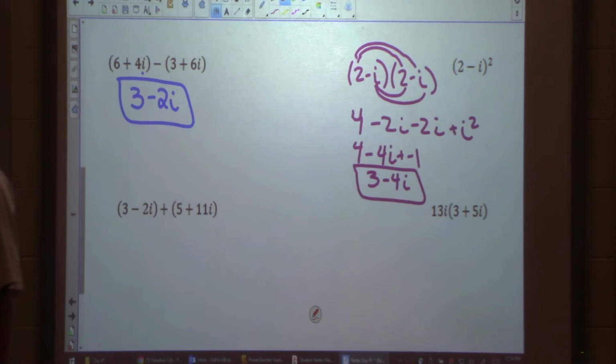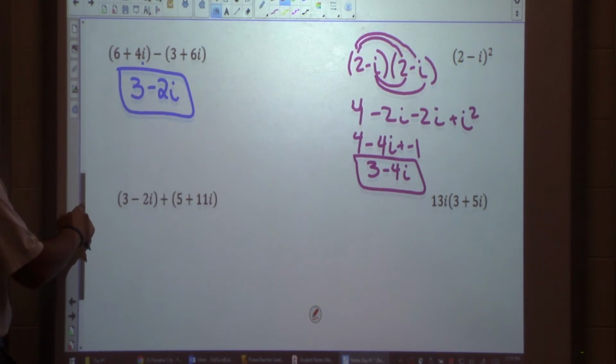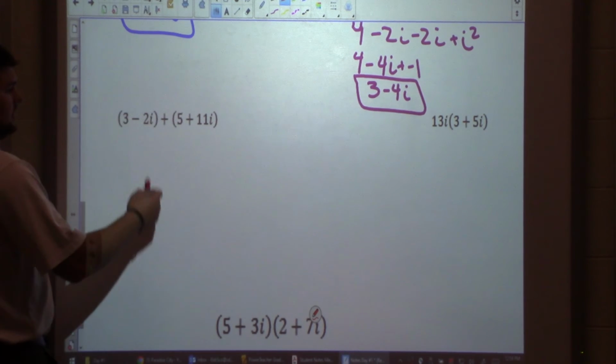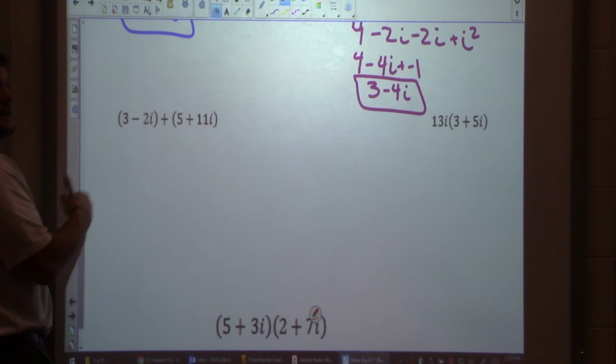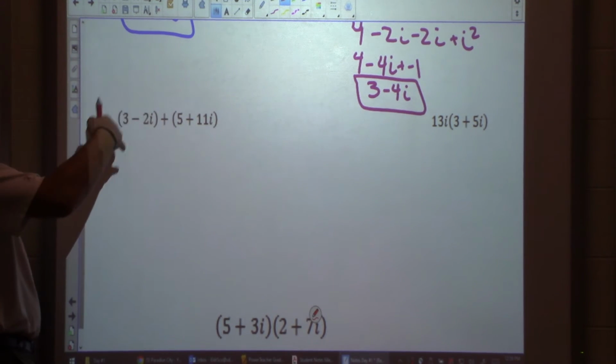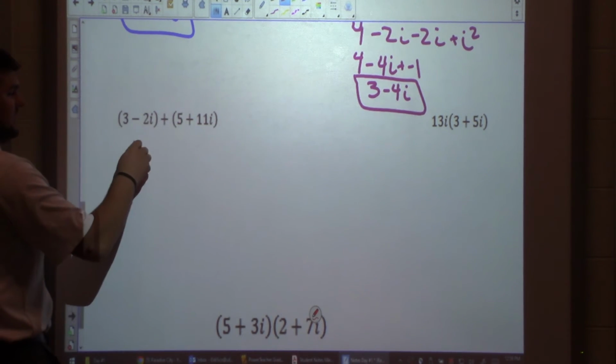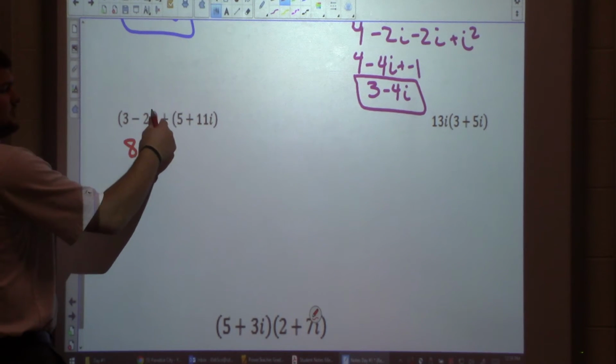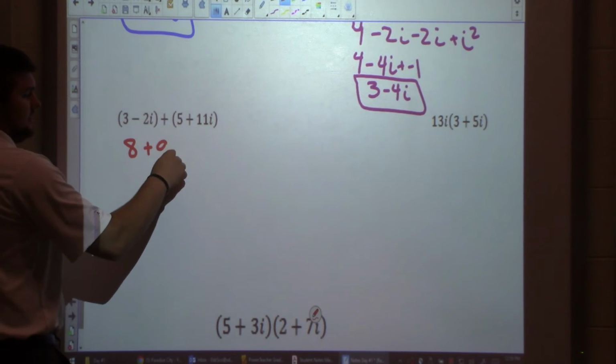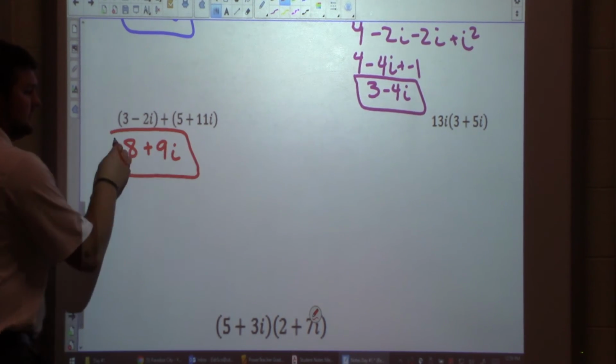Any questions on that, guys? Alright, should we keep going? We're going to keep running here. I'm adding, just combining my like terms, real with real, imaginary with imaginary. 3 plus 5 is 8. Negative 2i plus 11i is positive 9i. That's it.